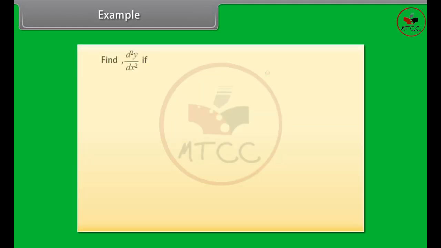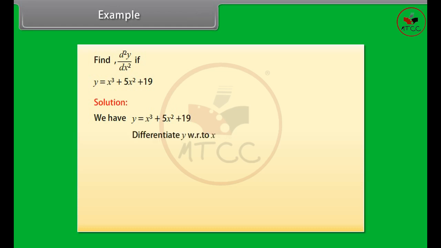Example: find d2y by dx square if y is equal to x cube plus 5x square plus 19. Solution: we have y is equal to x cube plus 5x square plus 19. Differentiate y with respect to x. dy by dx is equal to 3x square plus 10x. Differentiate dy by dx with respect to x.